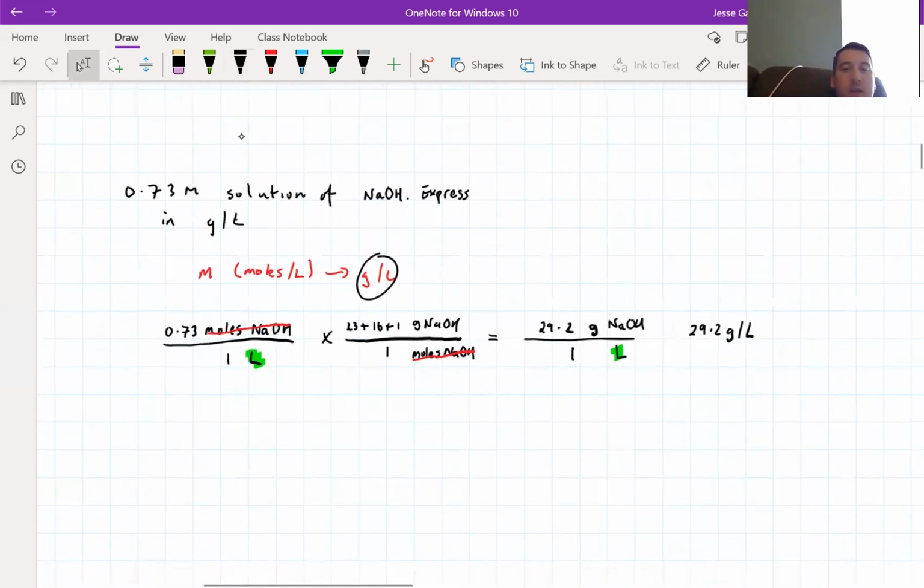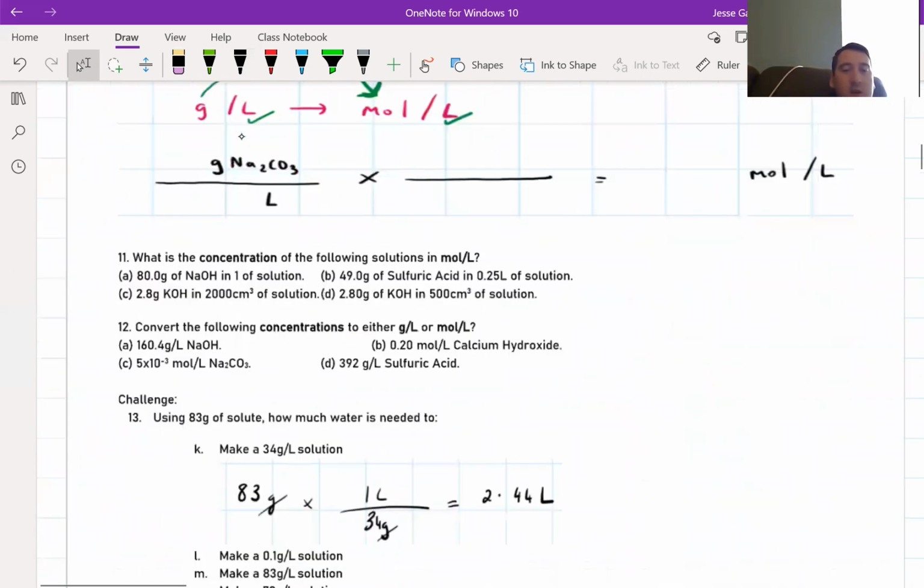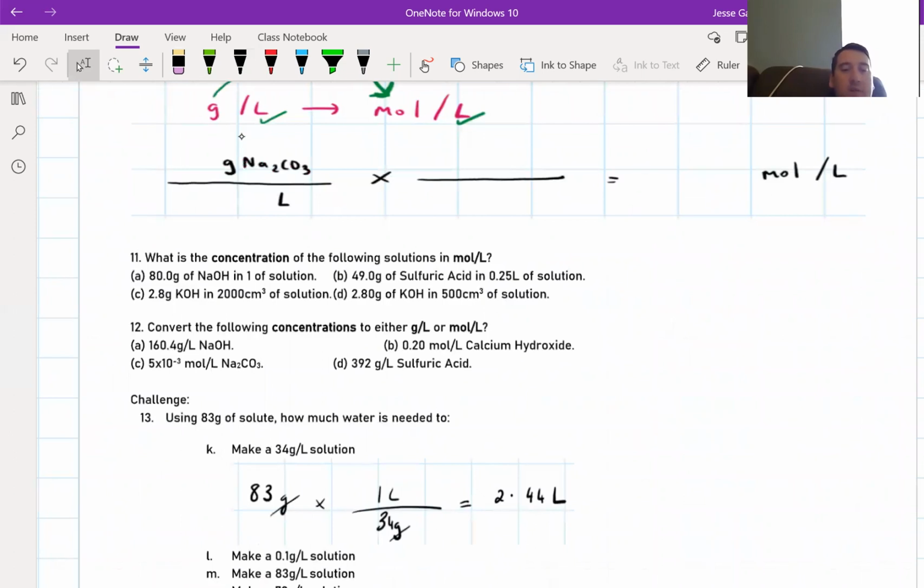I don't think you need me to explain any more of those or to practice another one. I'm confident that you guys would know how to do that now. So let's look at question 12 now. Question 12 asks you to convert the concentrations to either grams per liter or moles per liter. So of course, what you have to do depends on what you're starting with. For example, in the first one, we're starting with grams per liter, so we'll be going to moles per liter. In the second one, we're starting with moles per liter, so we'll be going to grams per liter, and so on. So you pause the video and work through question 12, A, B, C, and D.